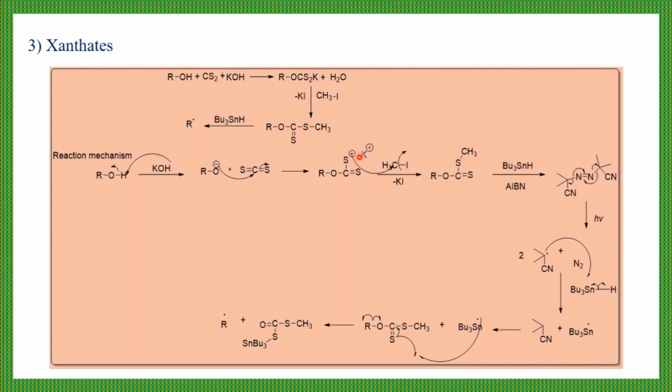Now the next step is this S minus. This S minus will act as a nucleophile. You know that negative charge containing species and species having a lone pair of electrons are nucleophilic, or are nucleophiles. So this S minus acts as a nucleophile, and it reacts with your electrophile.